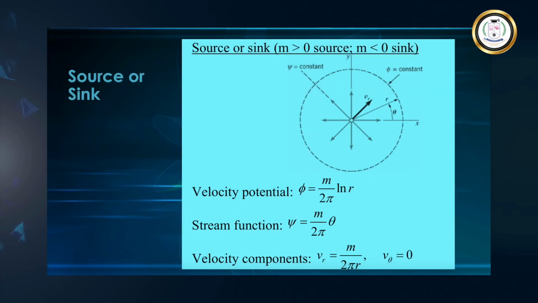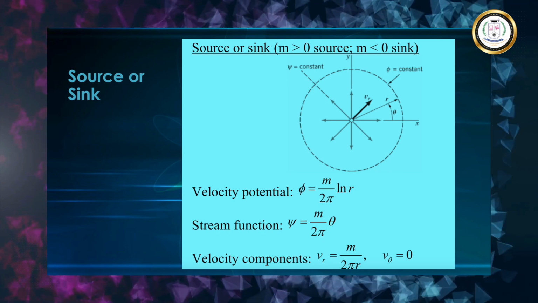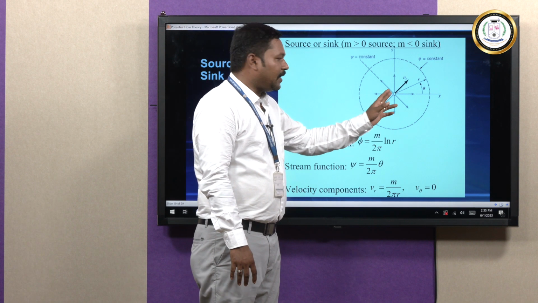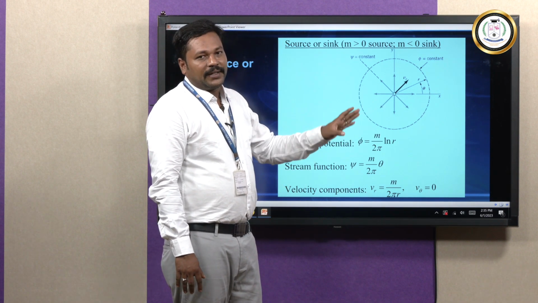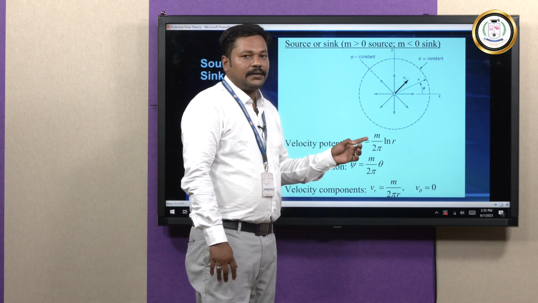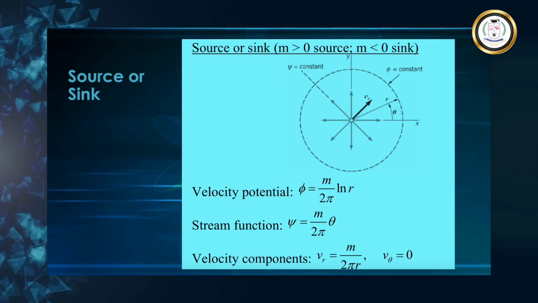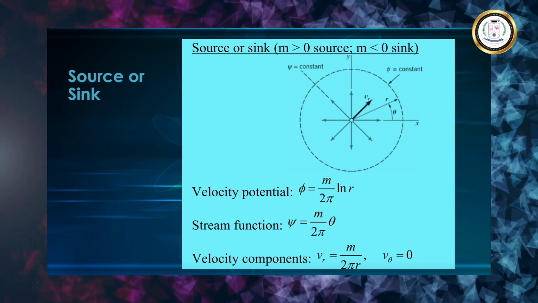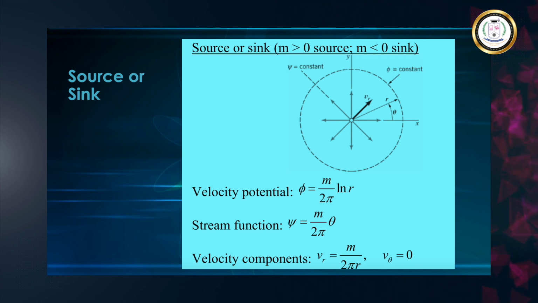Next, we are going to discuss source or sink flow. Previously we discussed the uniform flow, but the source flow gives a clear-cut understanding of radial flow. The uniform flow is said to be linear flow, and this is said to be the radial flow. At a single point, all the streamlines are coming out, and here we have the stream function and the potential function. The potential lines are circular in shape, but the streamlines come out in radial form.